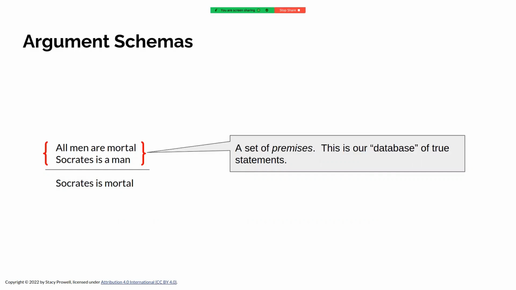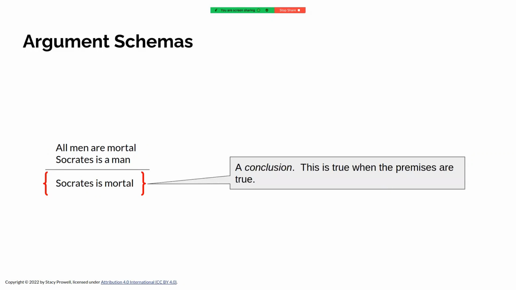All men are mortal, and Socrates is a man, right? The schema doesn't tell me these absolutely are true statements. It says you get to assume these, okay? And if it turns out they are true, then you get to also accept the conclusion. You are obligated to accept the conclusion, right? If the premises are true and this schema is a correctly constructed argument, then you are obligated to accept the conclusion. Okay, so Socrates is mortal.